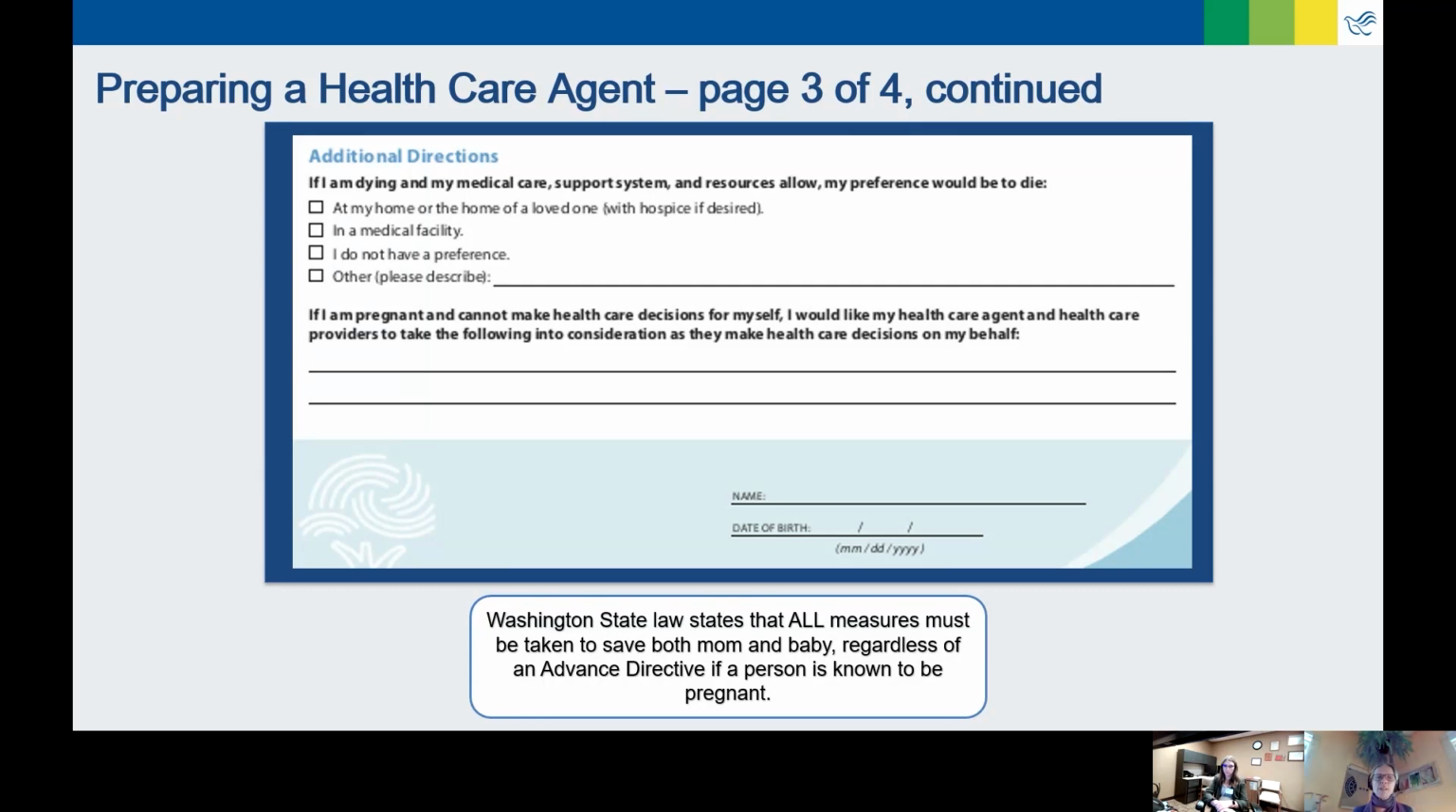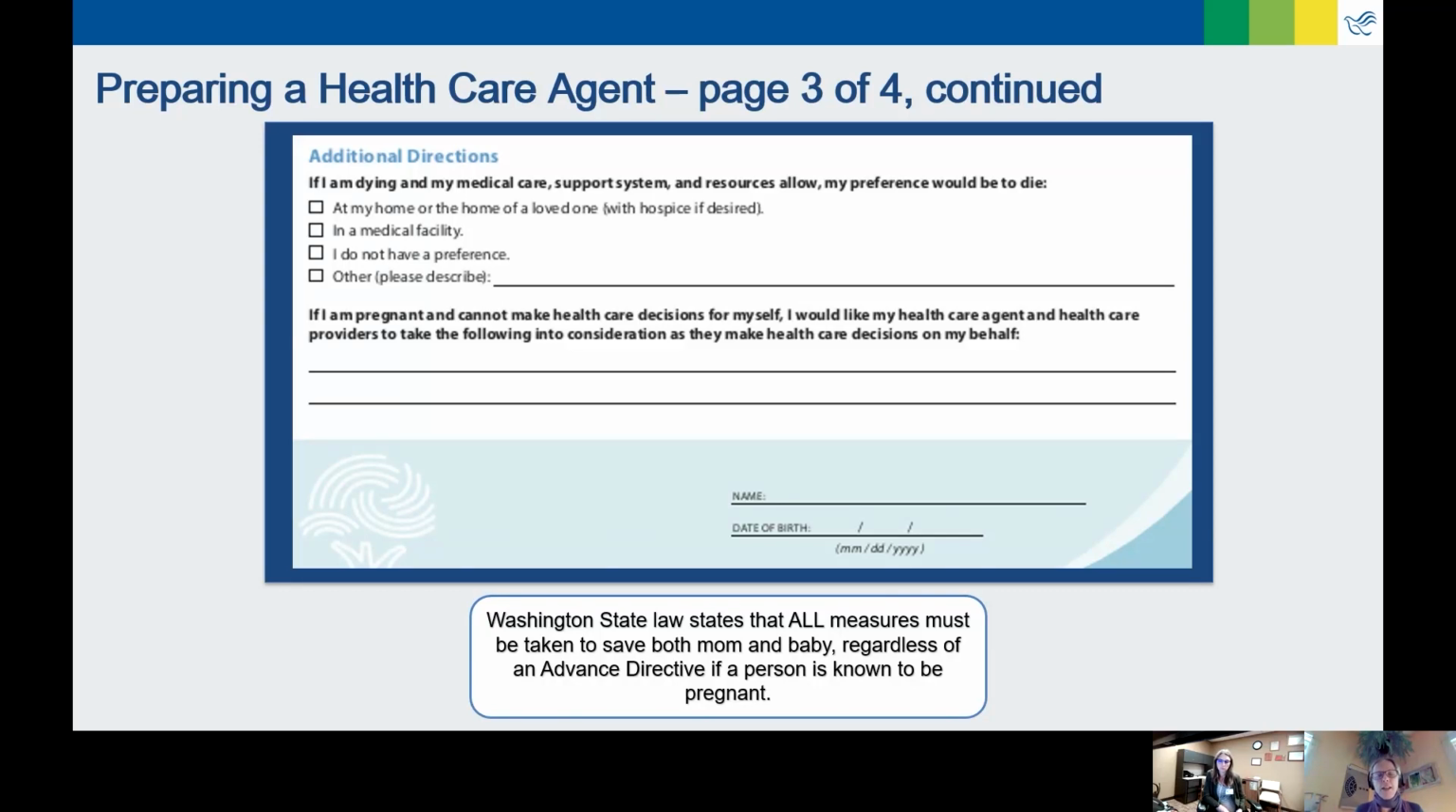There is an other box. Many of our communities have hospice houses. And so some people are starting to write on those lines, I would want to be in the hospice house if there's room available, or whatever else you want to include there.